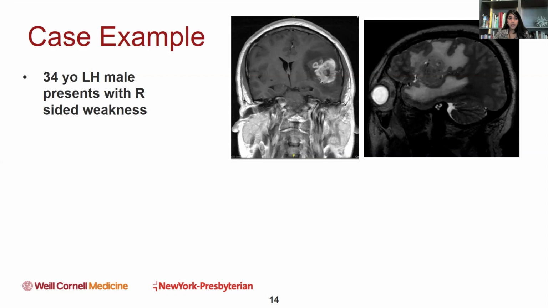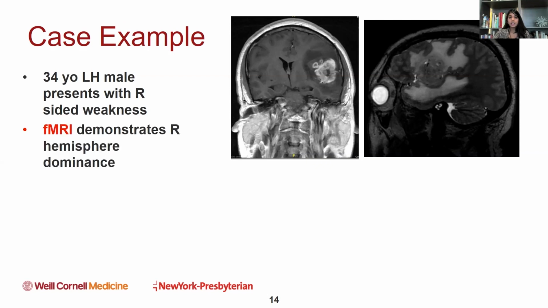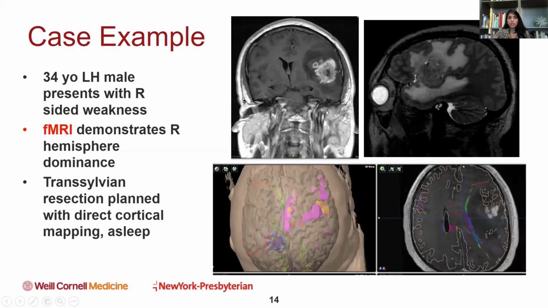So this was a 34-year-old male who presented with right-sided weakness. His fMRI did demonstrate that he had left-sided dominance. Because he was left dominant and the tumor's on the left, we did a Transsylvian resection, which means that we used the Sylvian fissure. So this is the Sylvian fissure. We split open that fissure, made it wide, and then accessed the tumor through the fissure without going through any of the normal brain. Because you can imagine, this is a very short path right here to get to the tumor.